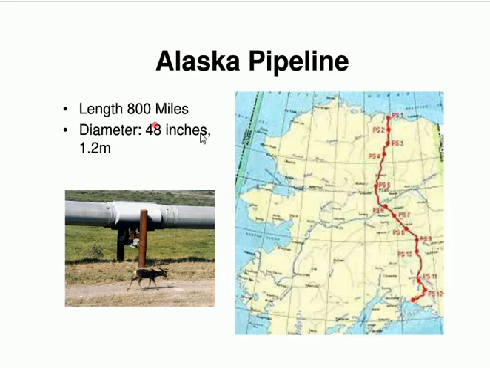Now, this is some information about the pipeline. It's 800 miles long. That's 1,300 kilometers, about there. The diameter is 48 inches, so it's 1.2 meters. So you couldn't walk through it, but you could comfortably crawl through it. And you can see a picture here as well. That's a little, not sure what they're called, like a reindeer type of animal, and you've got a picture of the pipeline as well.